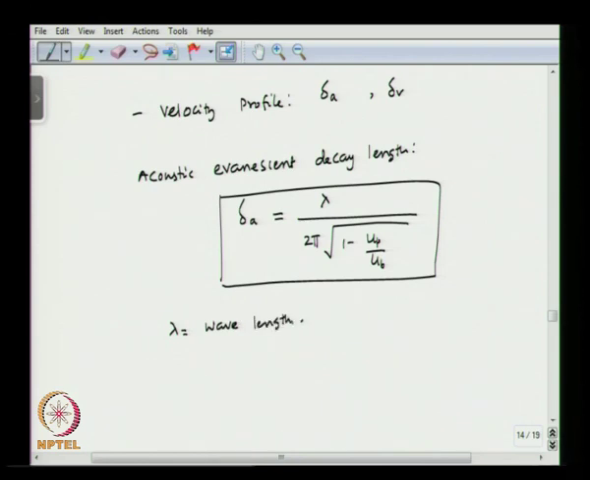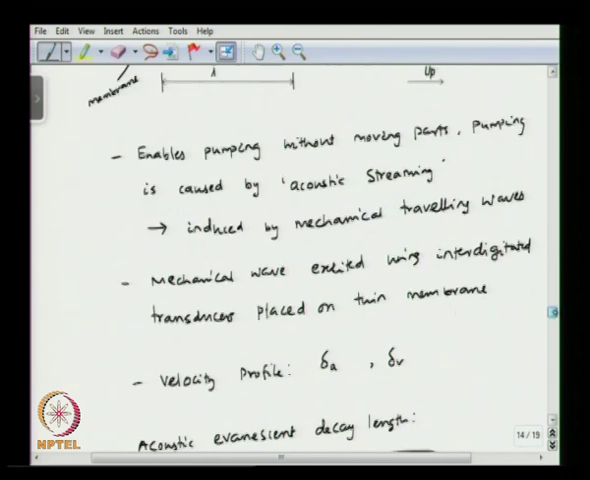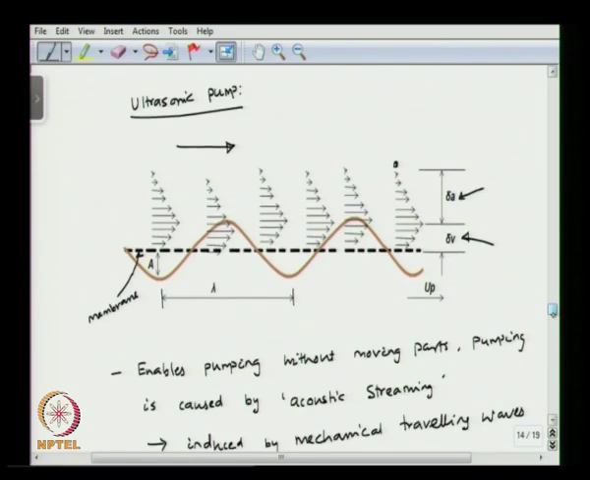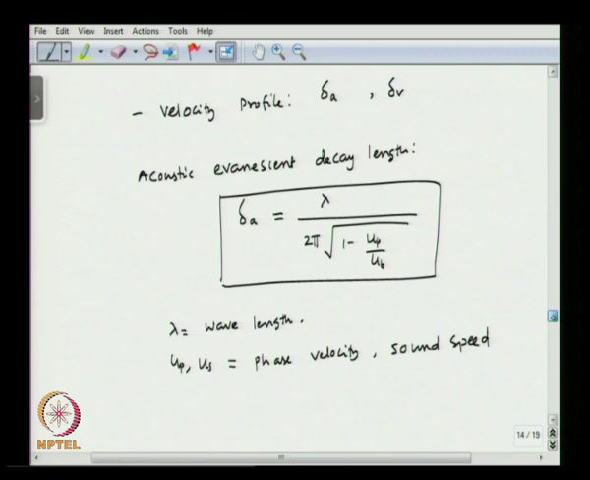And up and us are the phase velocity and the sound speed. So, up is the velocity of the phase, at what speed this phase is travelling.